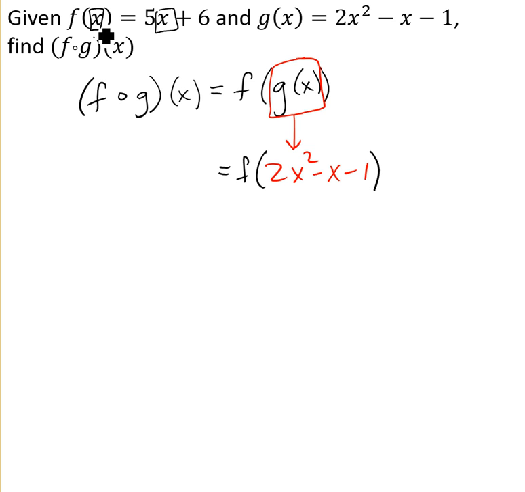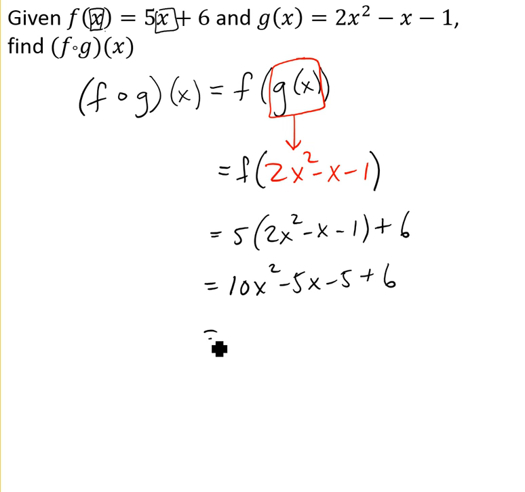So essentially we're looking at our function f and we're replacing everywhere that we see an x with this entire expression 2x squared minus x minus 1. So f is telling us to do 5 times that input and then plus 6. And so then we just need to go ahead and distribute that 5, and then we'll have a couple like terms to combine. So just those constant terms on the end. So we get 10x squared minus 5x plus 1. And that's our f composed with g of x function.